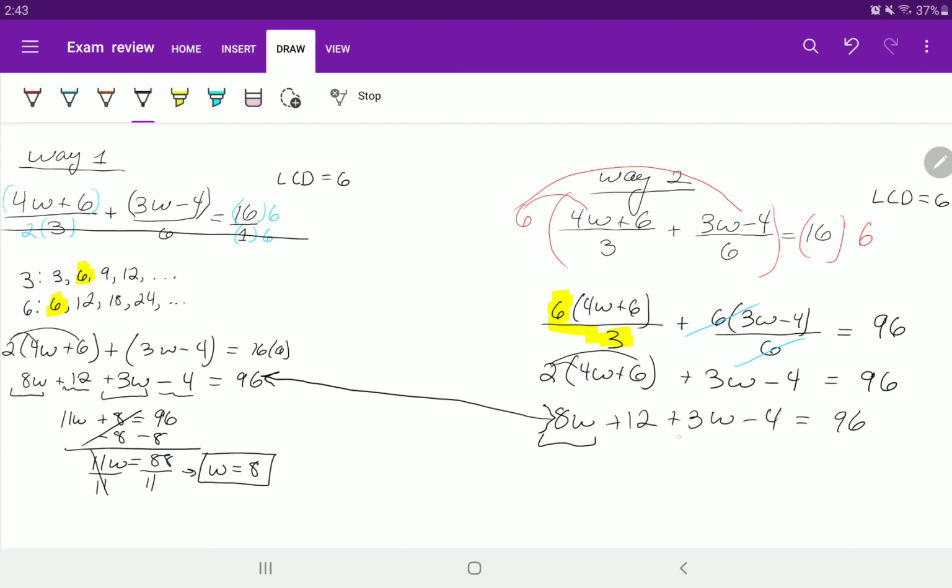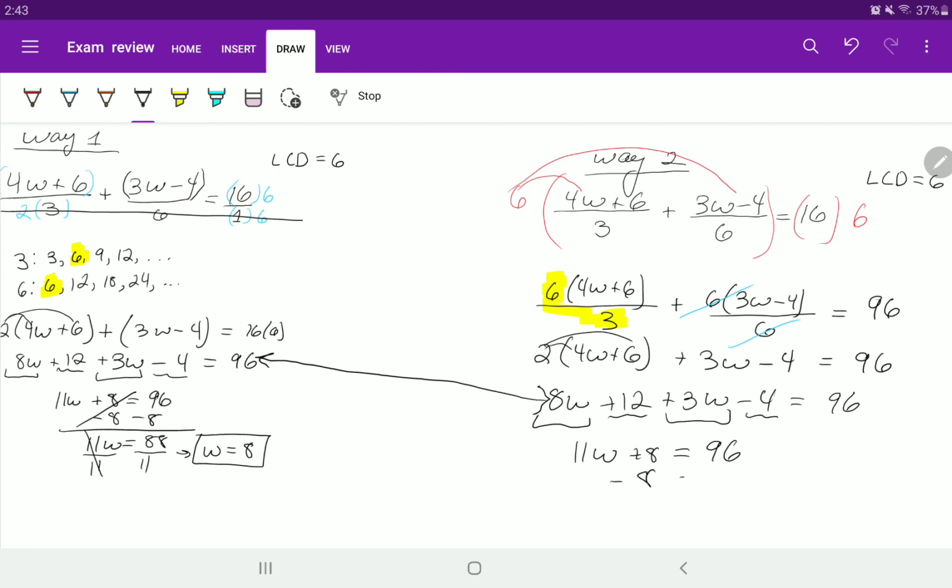So we combine like terms here. 8w plus 3w is 11w. 12 minus 4 is positive 8 equals 96. Subtract 8 from both sides. 11w equals 88. Divide both sides by 11. w equals 8.